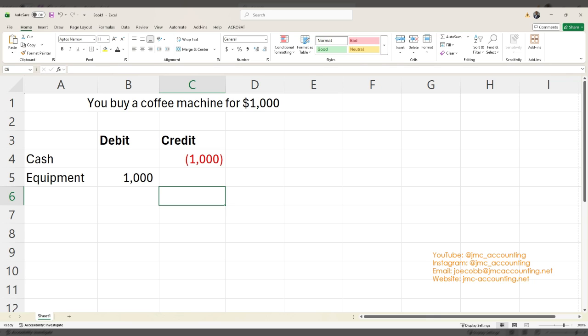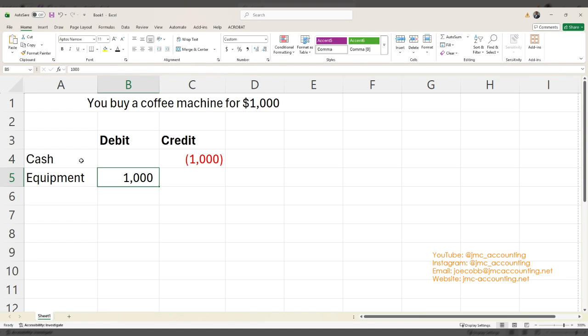Let's say you, as a coffee shop owner again, buy a coffee machine for $1,000. What we're going to do is we bought it with cash. So we spent cash. So now we have our cash account, which is going to be credited for $1,000, showing that there's $1,000 coming out from our cash account. And we're going to debit our equipment account for $1,000, because this shows that equipment is going up, because we own it for $1,000.